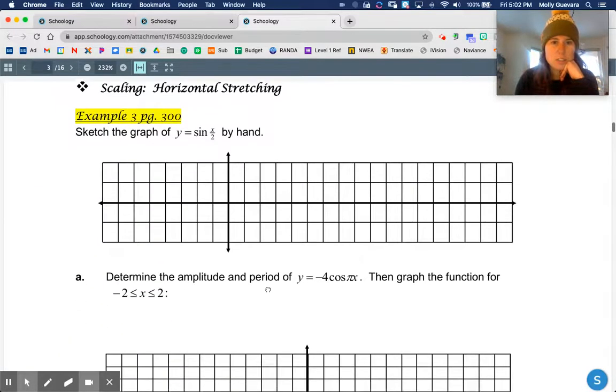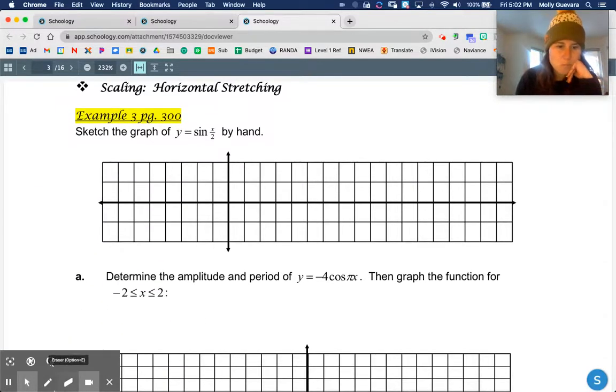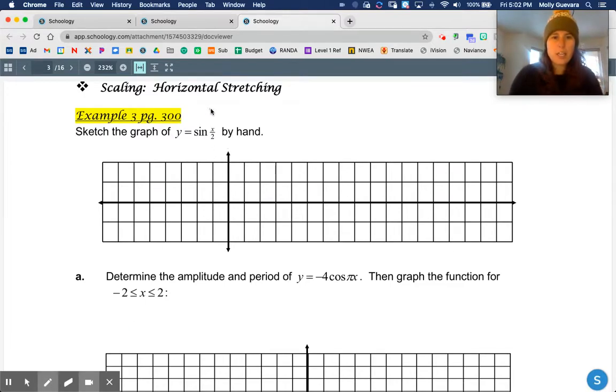So horizontal stretching. So here, I have this equation. The biggest thing that throws people off here is they're like, what the heck is this? Like, what's the number in front of x? Remember that this is the same thing as y equals sine of 1/2 x. So these two things are the same. So just because the x is on top doesn't mean that there's no number in front of x. Okay, you still have this 1/2 as the coefficient.